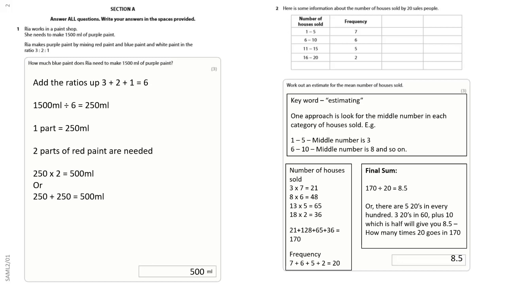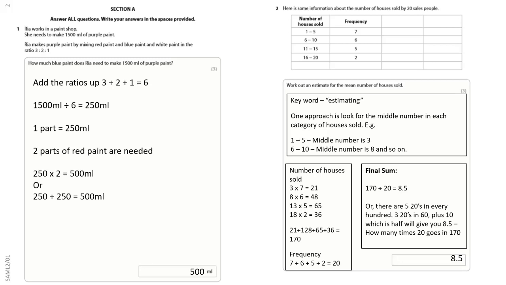So what we actually now need to do is work out basically what one part actually is. So we add the ratios up, which is 3 plus 2 plus 1 gives us 6. And then we divide the 1500 millilitres by that, which gives us 250 millilitres. So we know one part is 250 millilitres. 2 parts of red paint we're going to need, so it's 250 times 2, or 250 plus 250, which gives you 500 millilitres.